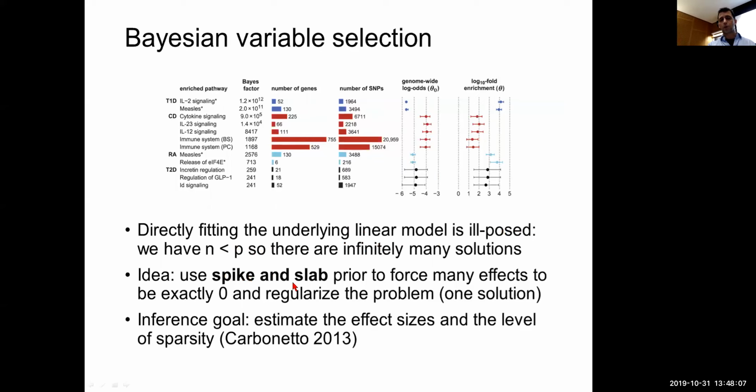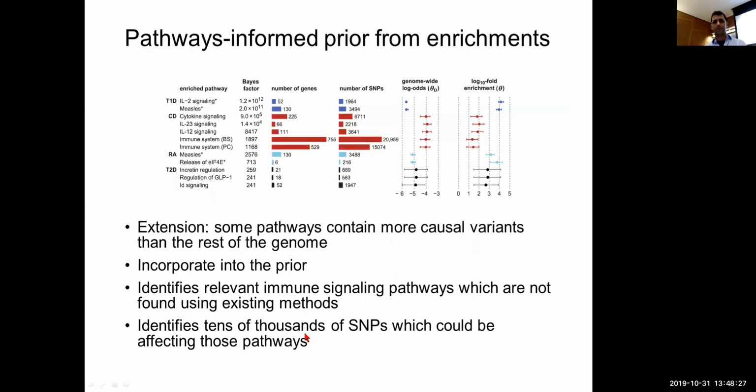And then the idea is that we're going to instead use a spike-and-slab prior to force many effects to be exactly zero and basically regularize the problem and arrive at a solution that simply has fewer parameters. And the goal will be to estimate the effect sizes and the level of sparsity jointly, which will tell us about the overall heritability.